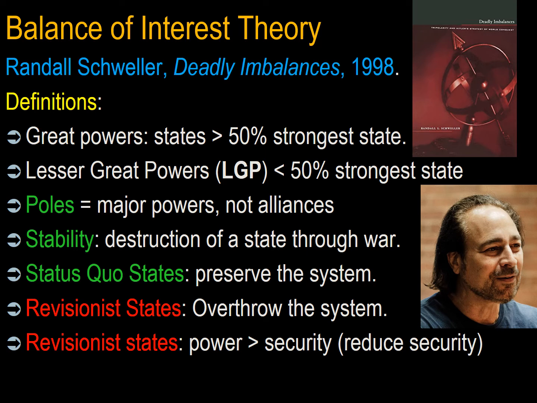A status quo state is a state that wants to preserve the system. A revisionist state is one that wants to overthrow the system. Revisionist states tend to prefer power over security as compared with status quo states, despite that acquiring power may actually reduce the security. If a state gets too much power, it'll look threatening to other states. The other states will balance against it, and then that state becomes less secure and more likely to be extinguished. Saddam Hussein's investment in a large military, attempting to build nuclear weapons, the attack on Kuwait ultimately led to the invasion of Iraq in 2003.